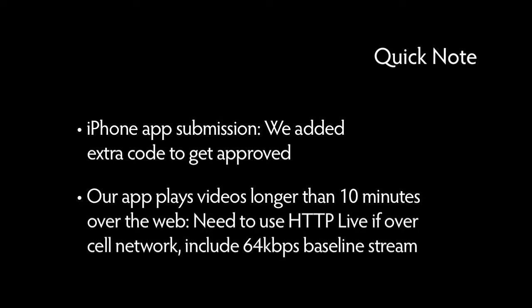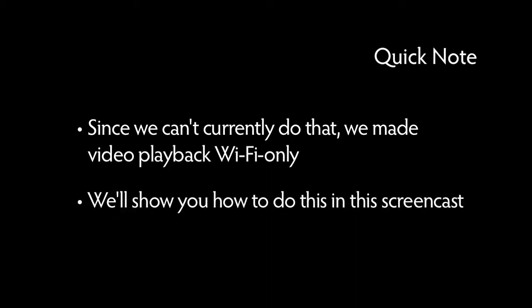In our first iPhone Titanium screencast, we mentioned that we were submitting the app to the App Store. We wanted to let you know that we had to add some extra code in order to get the app approved. Since our app played videos longer than 10 minutes over a cell network, Apple required the use of HTTP Live, and we needed to include a baseline 64 kilobits per second audio-only HTTP Live stream. Since we don't currently have the resources to do that, we decided to include a check for a Wi-Fi connection and make video playback Wi-Fi only. We'll show you how to do this in this screencast.